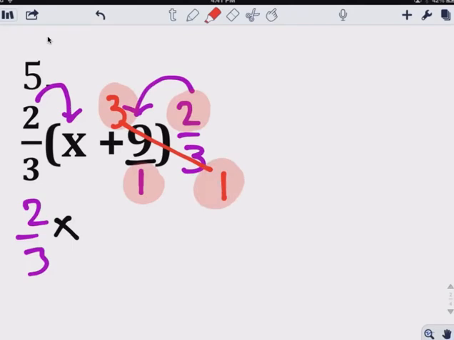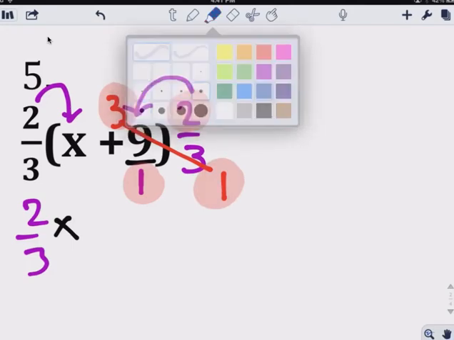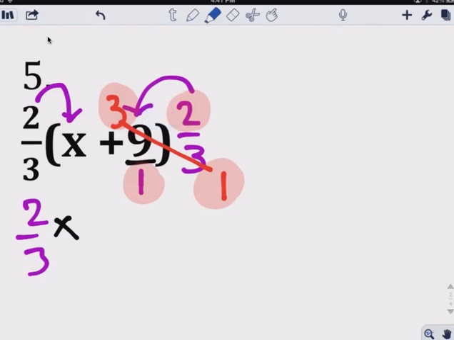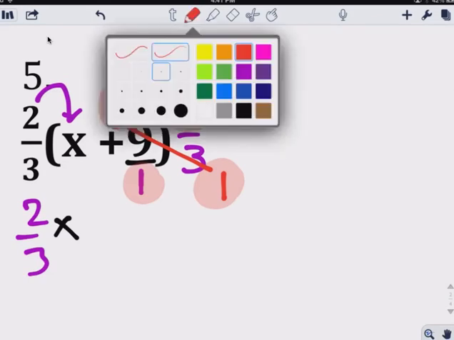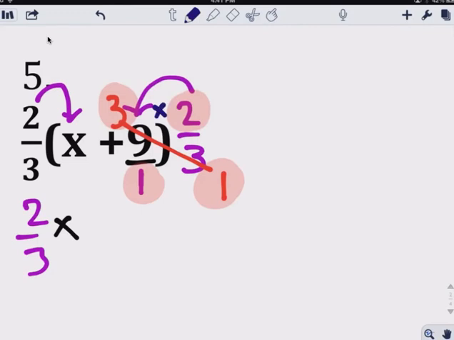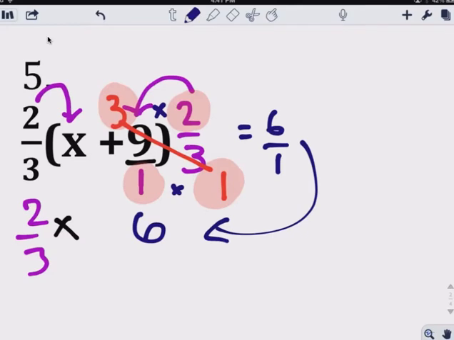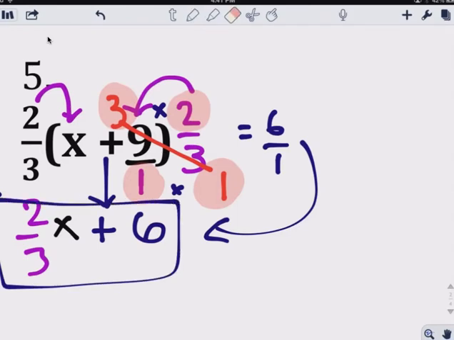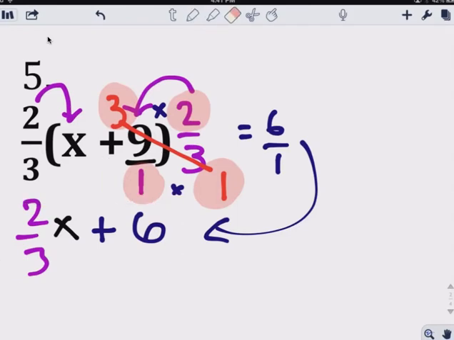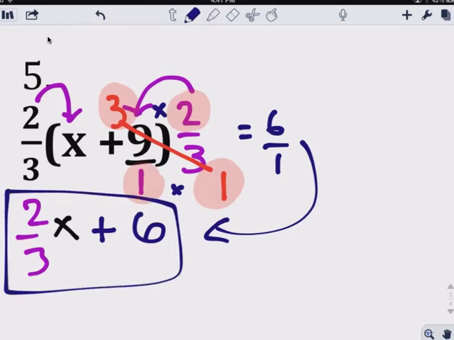Okay, now we multiply them together. 3 times 2 is 6, and 1 times 1 is 1, or just 6. 6 over 1 is the same thing as 6 right here. Okay, you bring down this plus, and there goes your answer. If you need to work it on the side, please do so. Work it on the side so you can see it better.